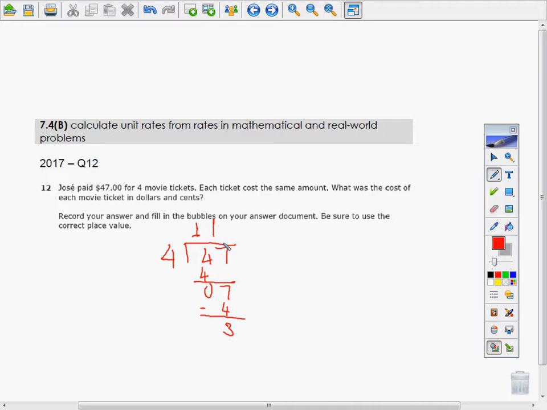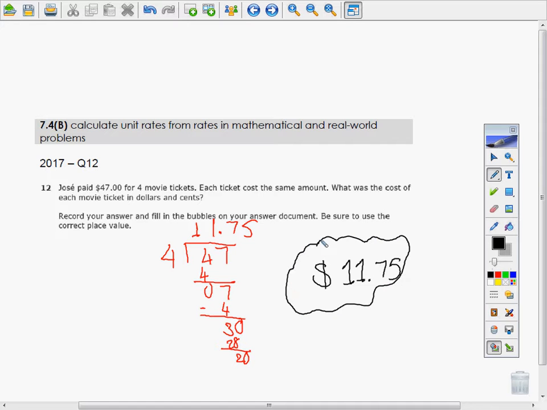4 cannot go into 3. We gotta put a decimal point and put 0 over here. 4 goes into 30 7 times. 2 left. We gotta continue. 4 goes into 20 5 times. So our answer is going to be $11.75. Since this is an open-ended response, we need to do exactly the calculation in a formal way to catch the right answer. One more question.